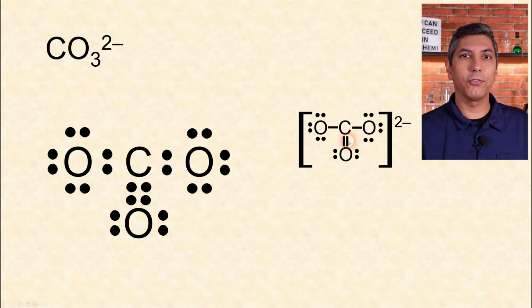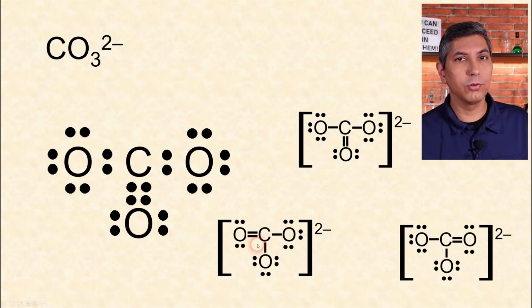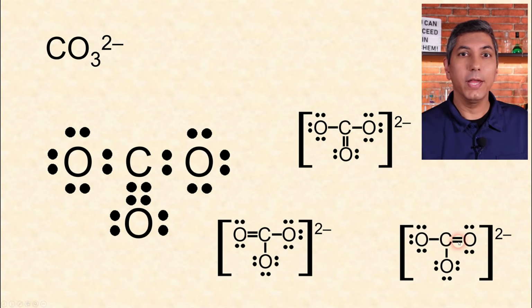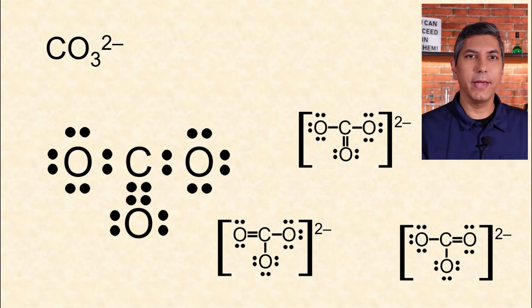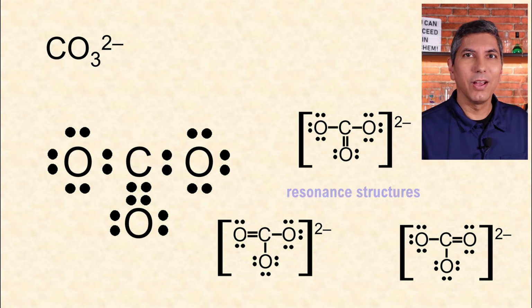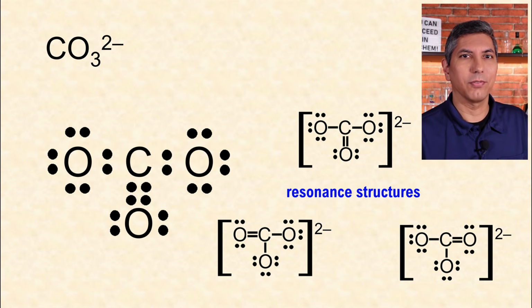Notice that you could have placed the double bond on the left-hand oxygen or on the right-hand oxygen. It really doesn't matter. All 3 of these structures are correct. Multiple Lewis diagrams that are all correct, like these, are called resonance structures. This particular ion has 3 resonance structures.